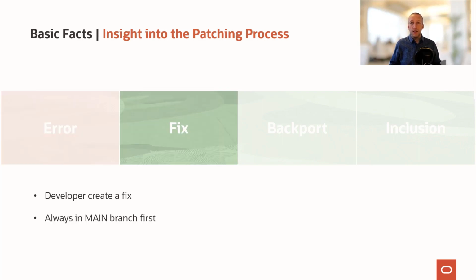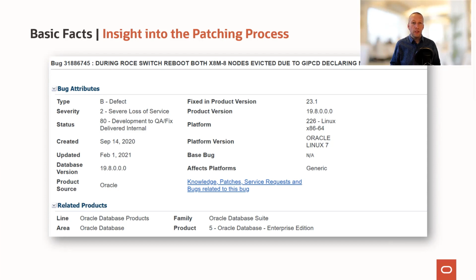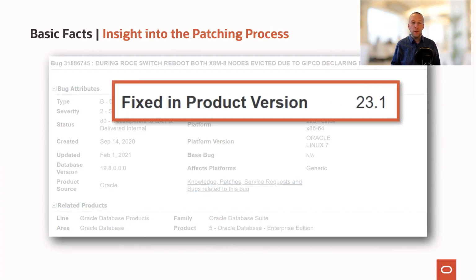That bug gets assigned to a developer. He will then first fix the problem in our main code line, so we ensure that no further versions of the Oracle database will have this specific bug. Once that has happened, you'll be able to see something like this on My Oracle Support. This is a bug that I just took off the list of bugs that are included in the 19.10 release update. And you might see something like this: fixed in product version 23.1.